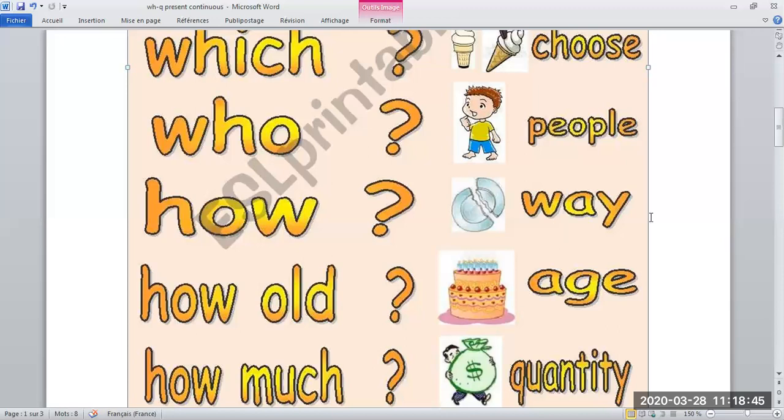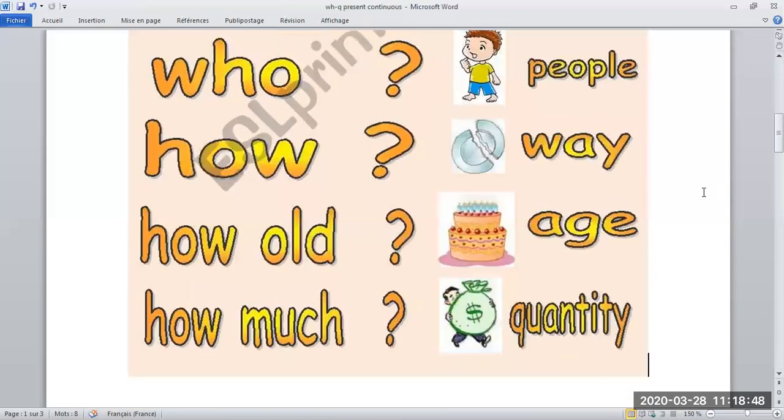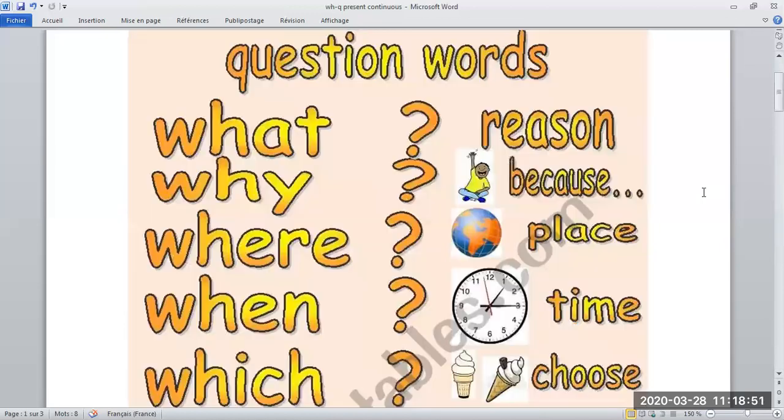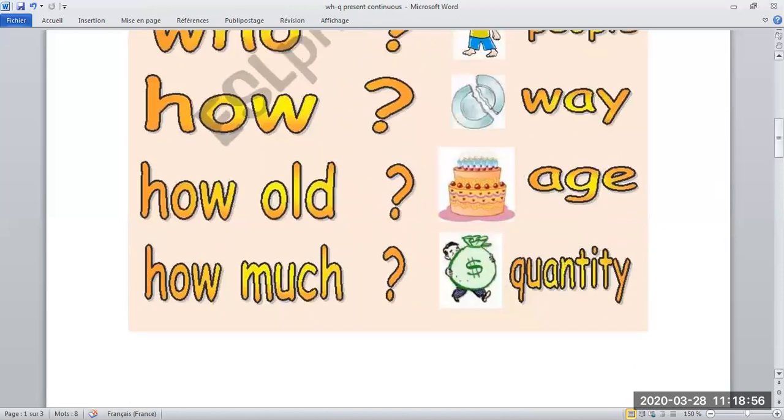Good. Then we have how much. How much we use it for money. Okay, you see the dollar here? So it's for money, or for quantity. For example, how much is this? It's 2 dirhams. How much is this pen? It's 1 dirham. Okay, just examples. Good. Or we can ask about water. How much water do you drink? How much milk do you drink? Okay, for quantity. Then let's move on.